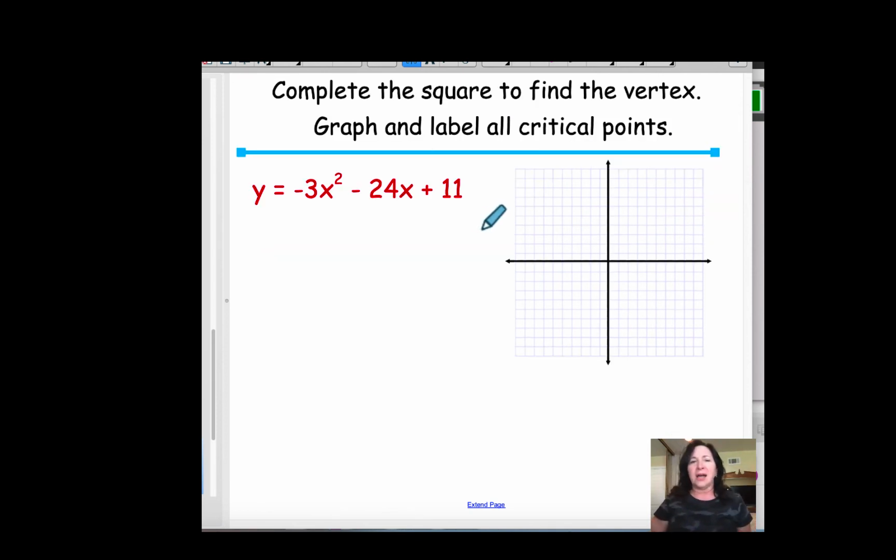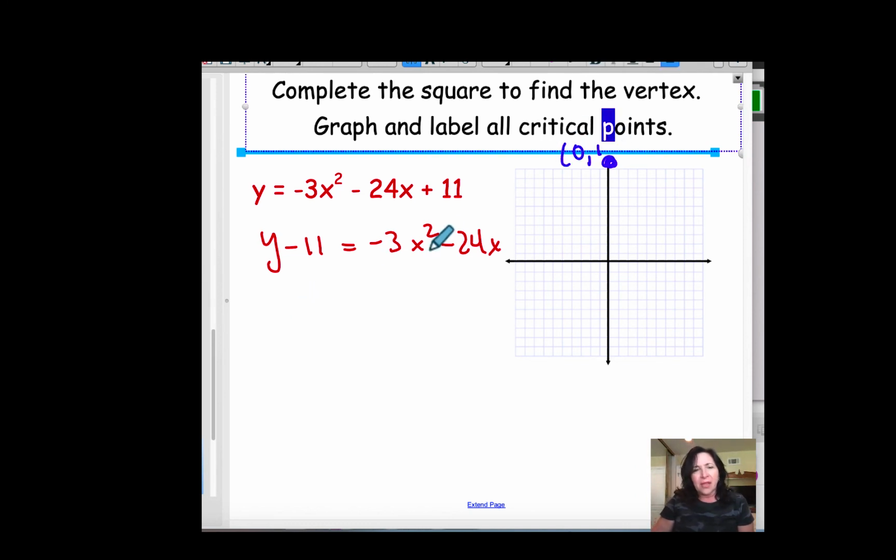All right. Complete the square to find the vertex. Again, moving the 11 over to the other side, we're going to get y minus 11 equals negative 3x squared minus 24x. Again, note to self, you can't have that negative 3 there, so we're going to have to factor it out. I already know my y-intercept is at 0, 11. Okay, so let's factor that out. We're going to take out that negative 3. Negative 3x squared here. If I divide out a negative 3, this would be positive 8x.